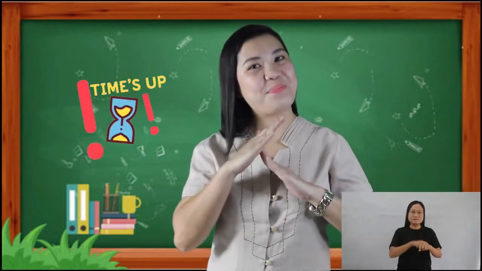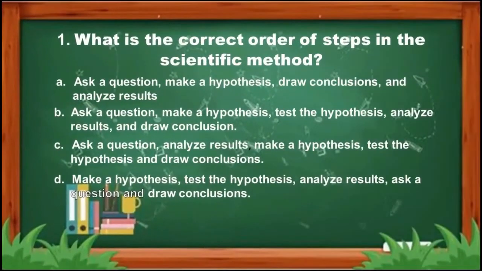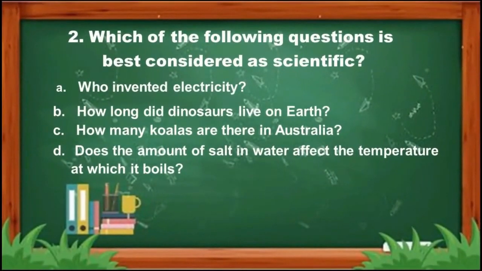Okay, time's up. It's time to check. Number one. The correct answer is B. Ask a question, make a hypothesis, test the hypothesis, analyze results, and draw conclusions. Number two. The correct answer is letter D. Does the amount of salt in water affect the temperature at which it boils?